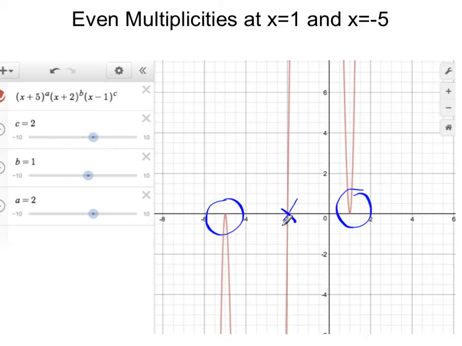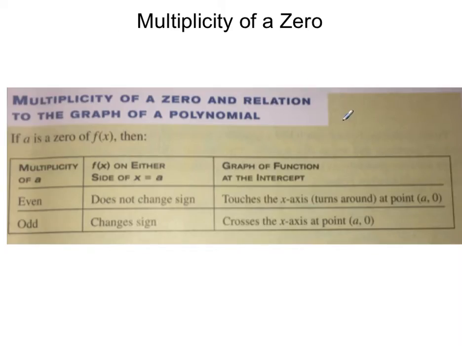However, if I look at a spot with an odd multiplicity, to the left of x equals -2, my function is negative, and to the right, my function is positive. So that's what that's referring to. The graph of the function at the intercept touches the x-axis and turns around at point a. So in other words, when it's even, my graph bounces. Now, if it's odd, my function changes signs on either side of the 0. I showed you that a few seconds ago. And then if it's odd, it crosses the x-axis at the point. It does not bounce.